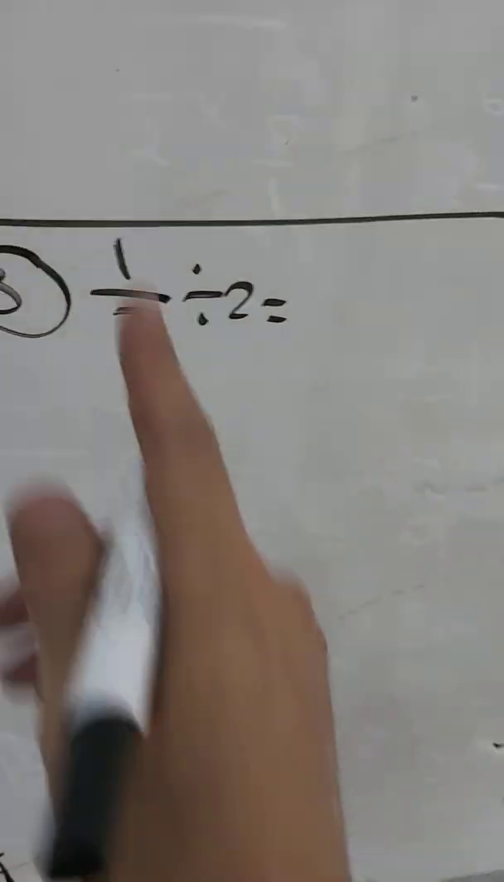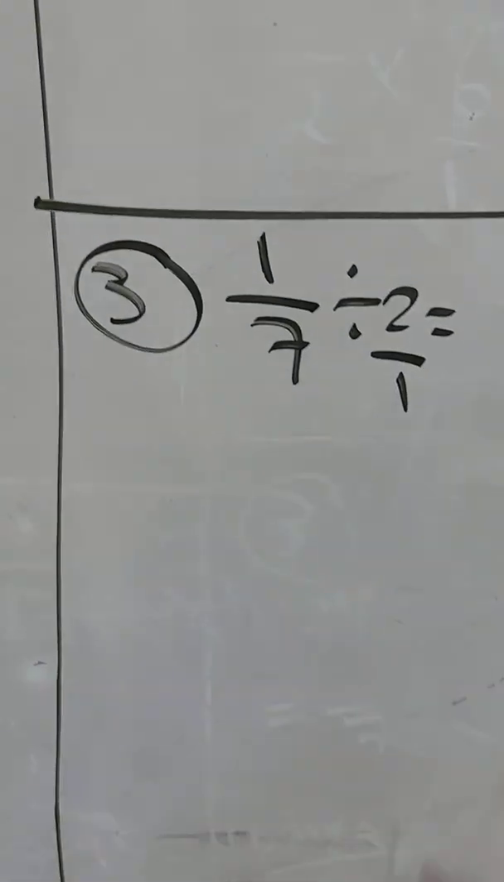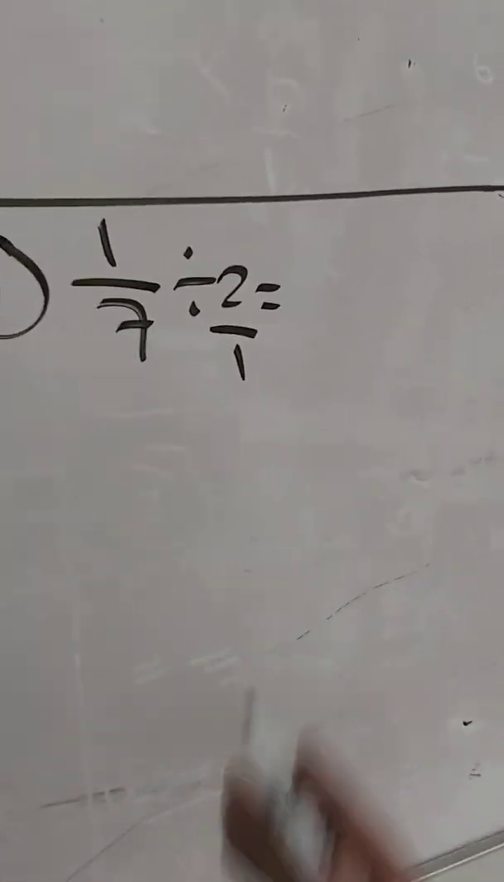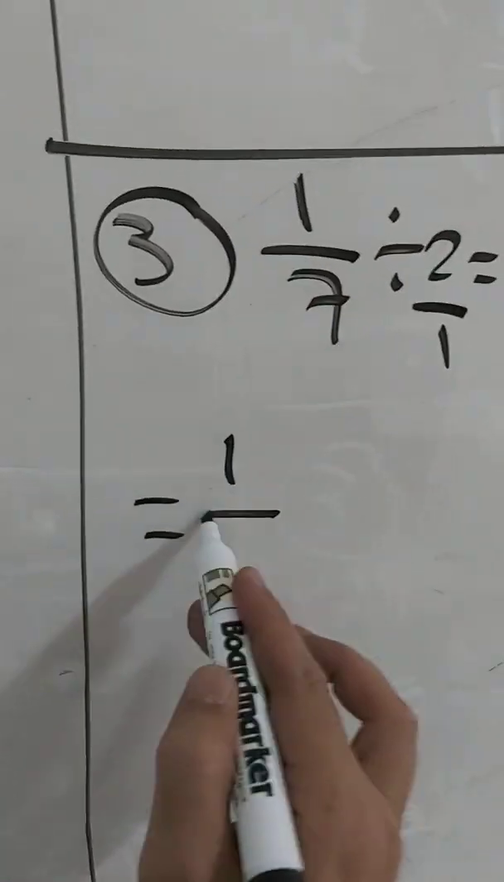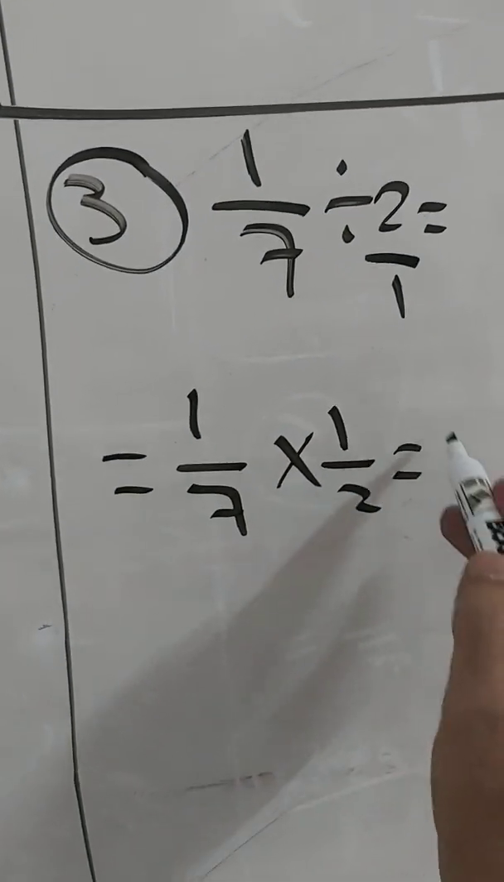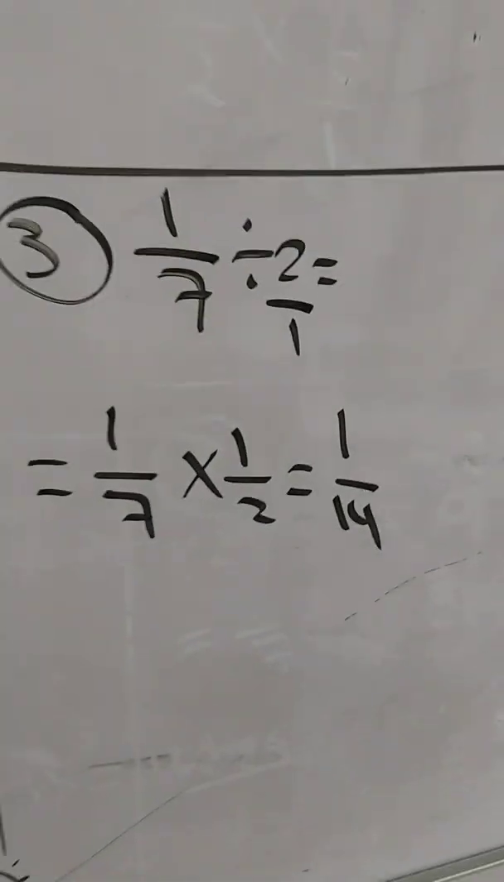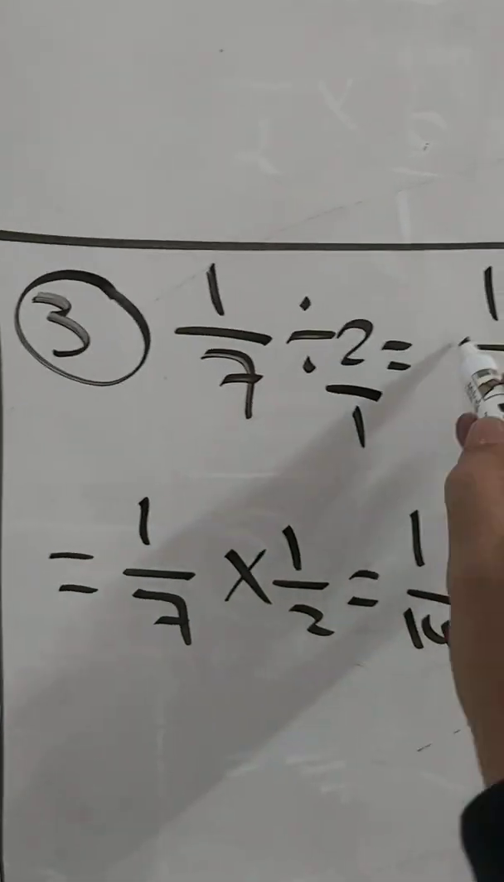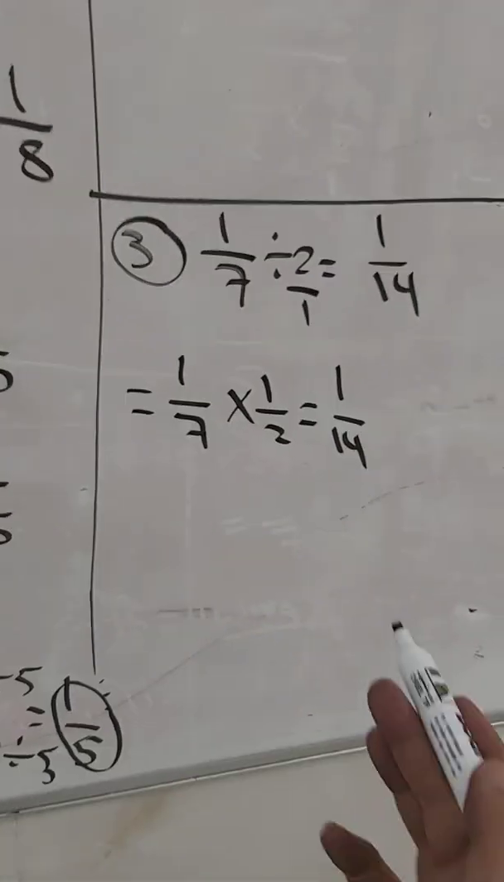Here also, 1 over 7 divided by 2. This will be 2 over 1. Now 1 over 7 multiply, flip, 1 over 2. This will be 1 over 14. So the answer is 1 over 14. And do the check, same strategy here.